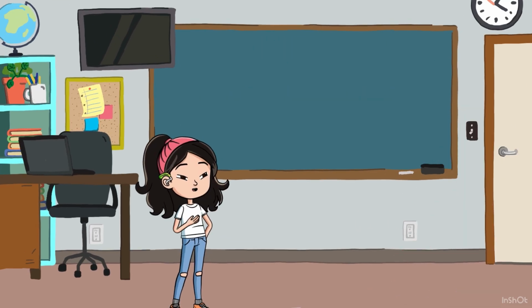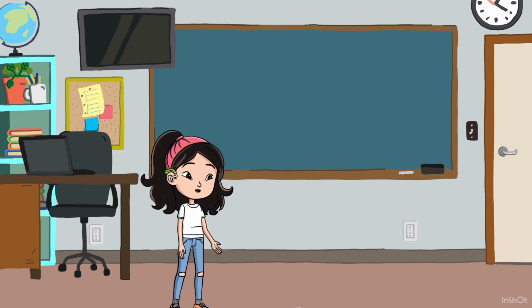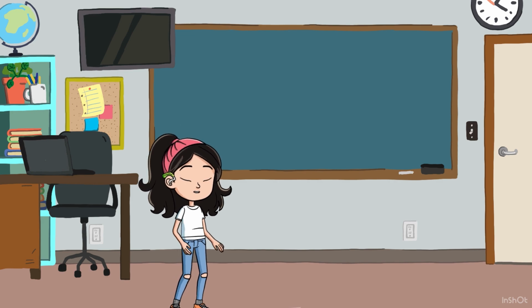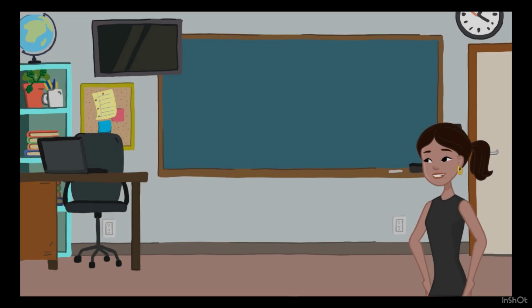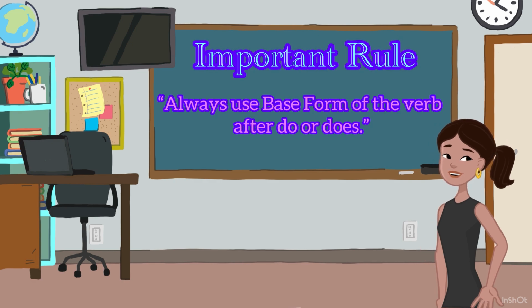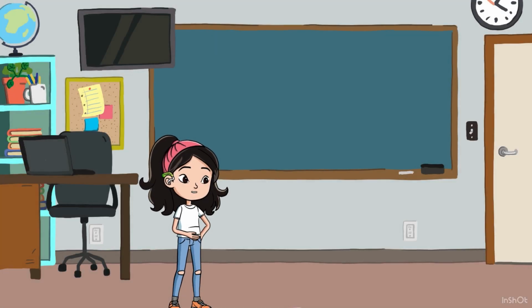Ma'am, I noticed that the verb that you have used is read and not reads. But you said that if the subject is singular, we need to add s or es with the verb. Great observation. But after do or does, we always use the base form of the verb. That is your first form of the verb. Oh, now I get it, ma'am.